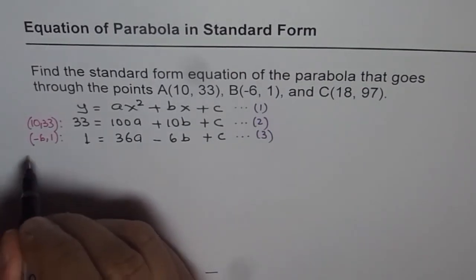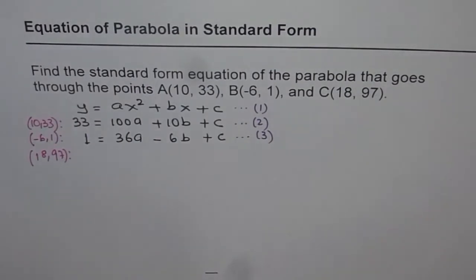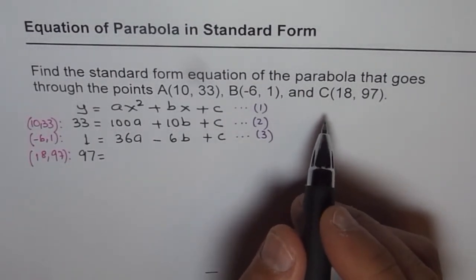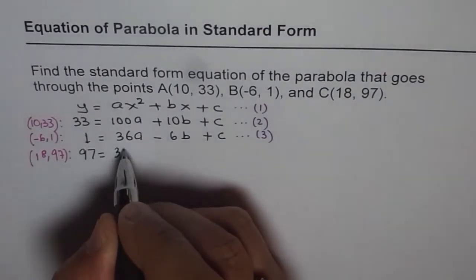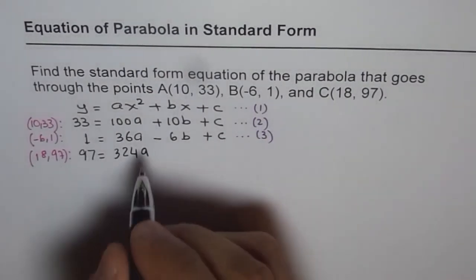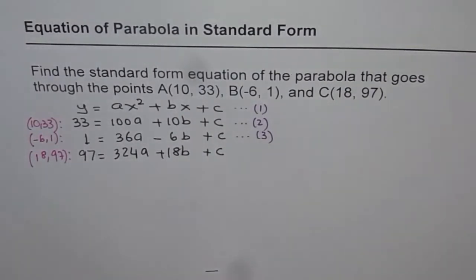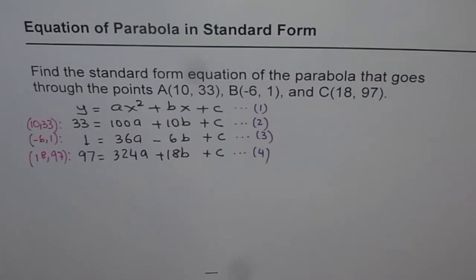Now let's substitute the third point, which is (18, 97). The y value is 97, so we have 97 equals 18 squared. Let's use the calculator to find 18 squared. So 18 squared is equal to 324. So I'll write 324a plus 18b plus c, and that is our fourth equation. Now it's very important in such cases to carefully number all the equations so that we can communicate and do the needful.